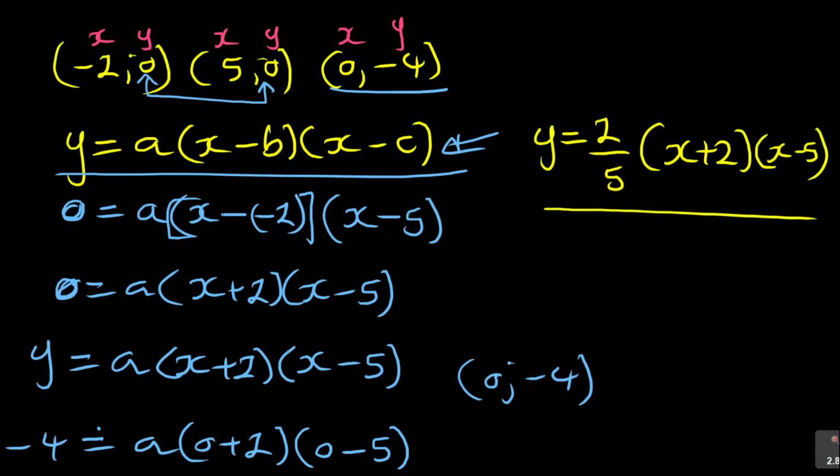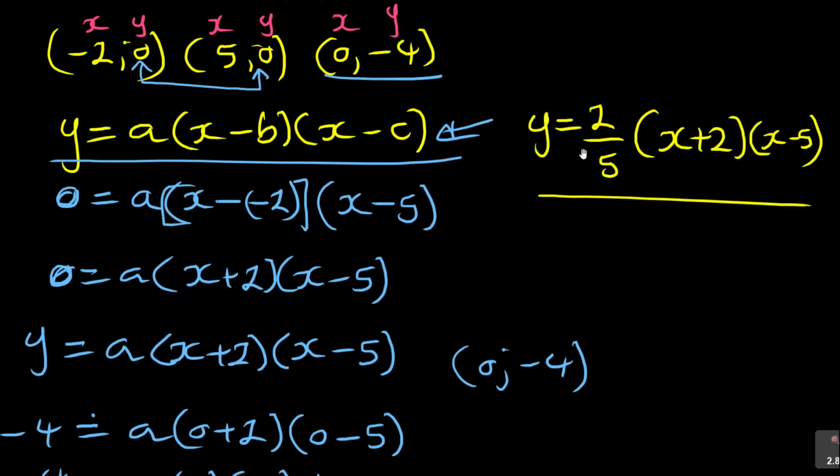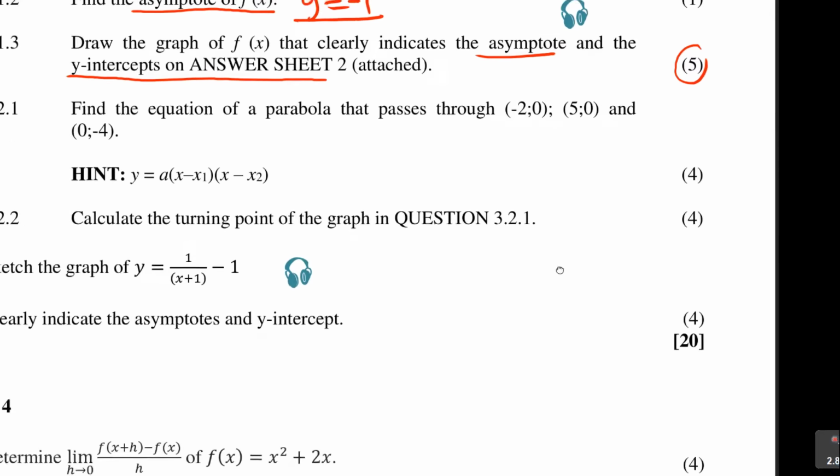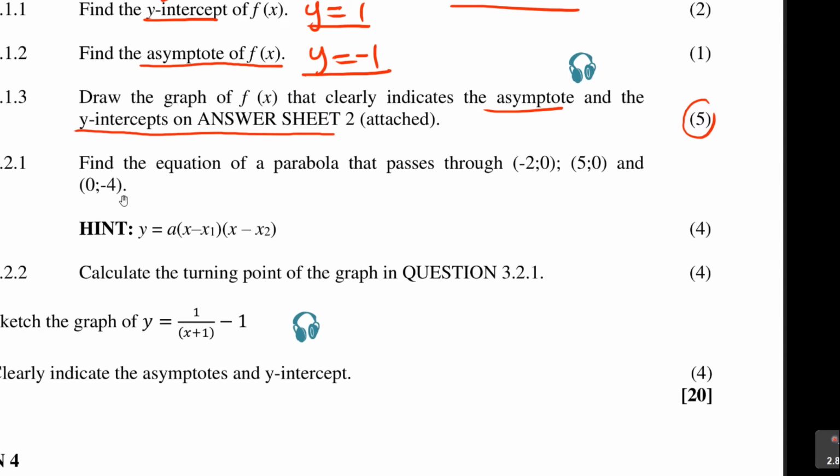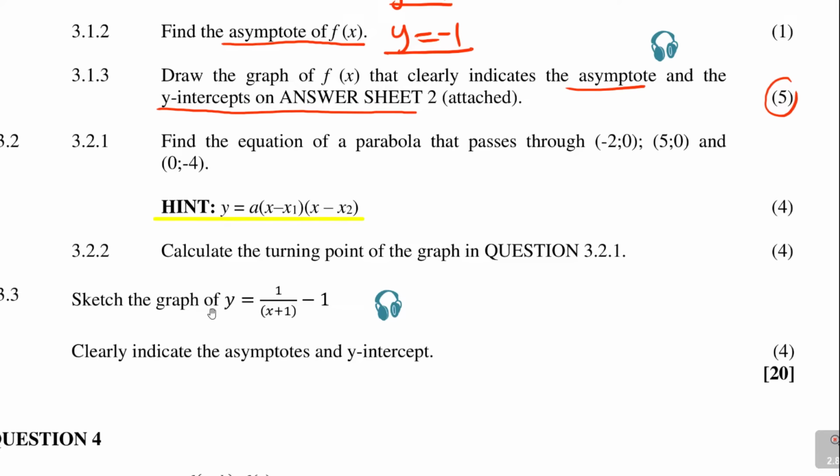This is the equation of the parabola. That's what they are wanting there. And then they say find the equation of the parabola. They even gave a hint: a(x minus x1)(x minus x2). So I said x minus a. I didn't see that. And then they are saying calculate the turning point of the graph.